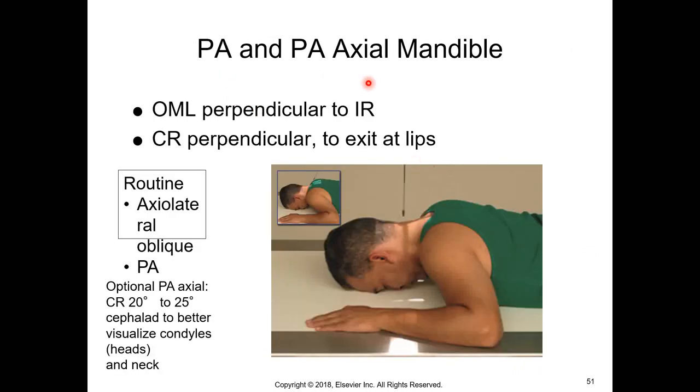The PA or PA axial mandible, if somebody has a broken mandible, I mean, really, this is so painful to do on the table. You would probably want to do this standing, just to be honest with you. The straight PA is fine, or you can do a PA axial with a central ray angulation of 20 to 25 degrees to see the condyles. What you do with that central ray angulation, when you angle it upwards, it squares off the jaw. So that would be the difference.